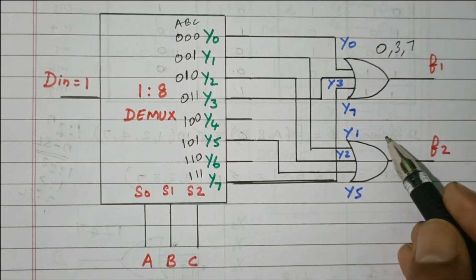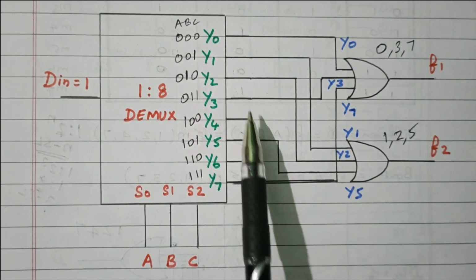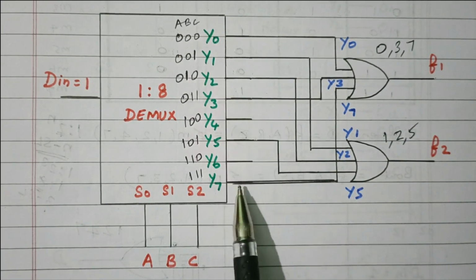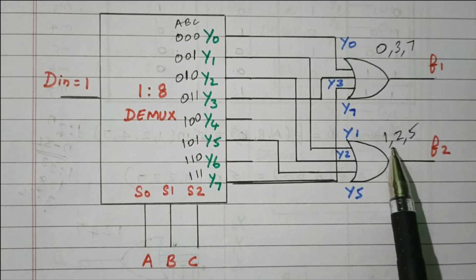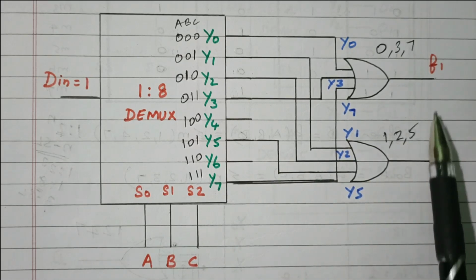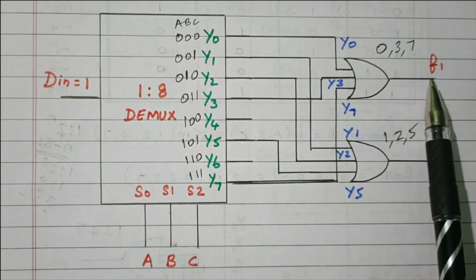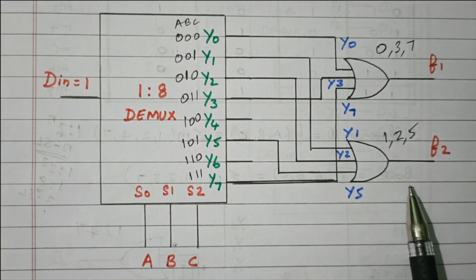Similarly, for function f2, what do we need? 1, 2, 5. So 1 is connected, then 2 is connected, then 5 is connected. So these 3 inputs are connected, and it will give the sum of min terms 1, 2, 5, function f2. So we got the outputs using this 1 to 8 demultiplexer. We got the logical functions f1 and f2. In this video we discussed how to implement a logical function using a demultiplexer.